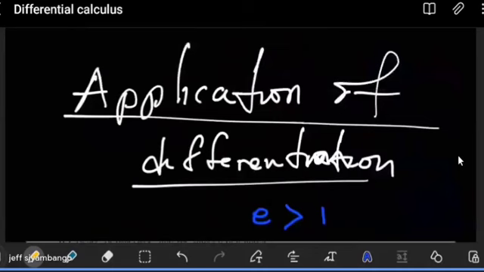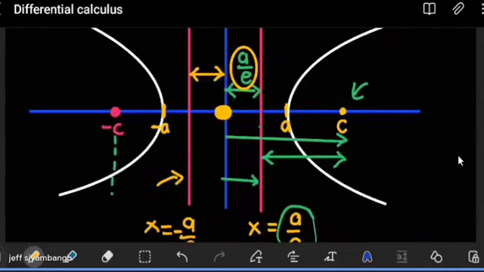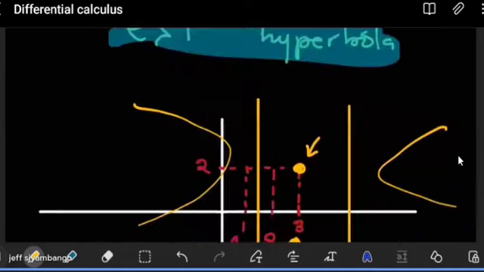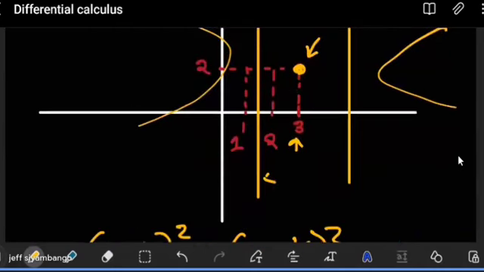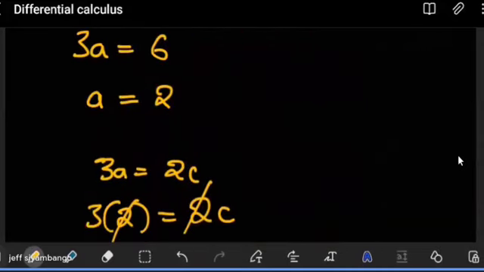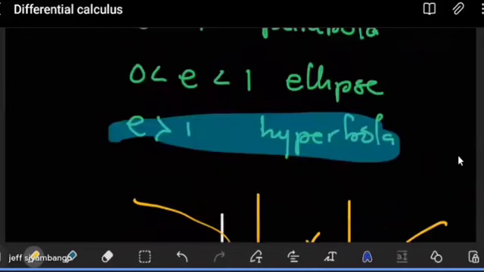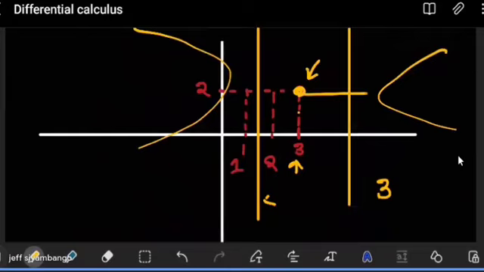The last few parts: find the center. We did find the center already. The focus: knowing that we already have c, c gives us the distance from the center. The center is 3. So if we add our c, we found 3. Yes, our c was 3 here. So to the center, which is at 3, if you add 3, it takes you to 6.